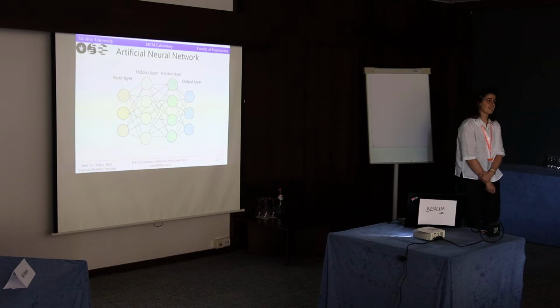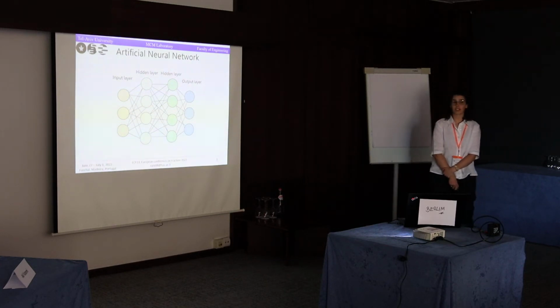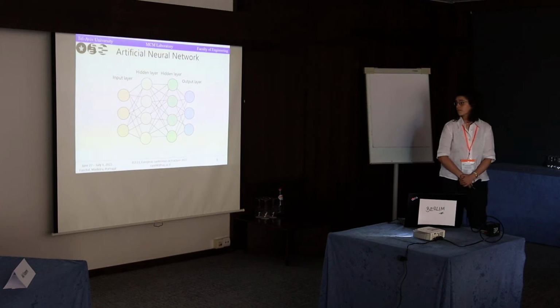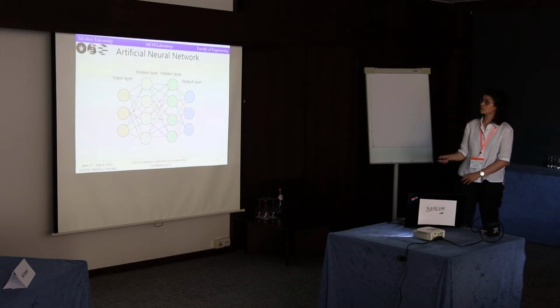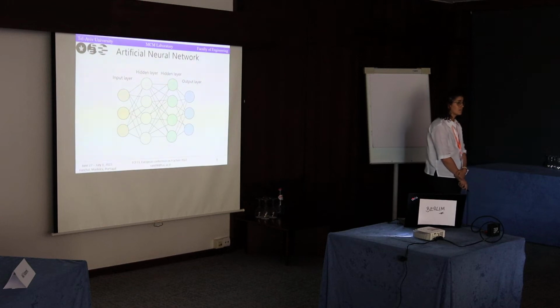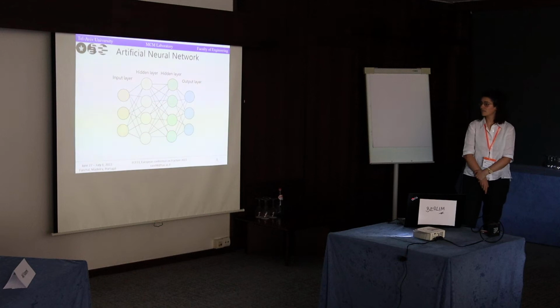And next we will present the artificial neural networks. It's a machine learning model that is based on the biological neural network. It includes an input layer of neurons, an output layer of neurons, and hidden layers between them. And every neuron receives a weighted sum of neurons from the previous layer.